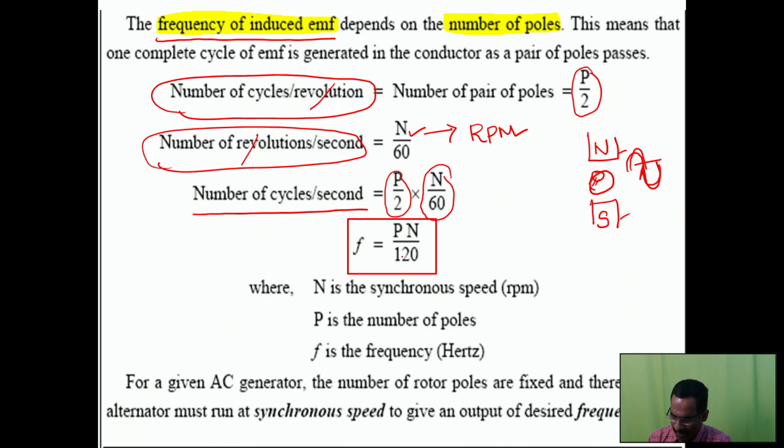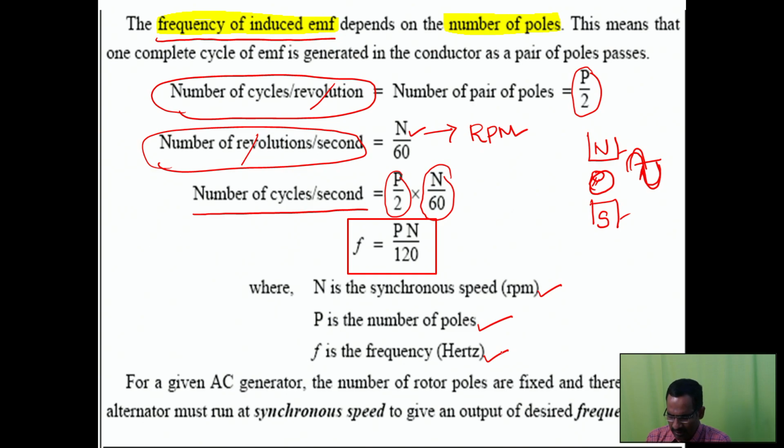So what is this P? P is nothing but the number of poles. Once we design the machine, we are unable to change the number of poles. So P is always constant. What are all the variable parameters in this expression? Synchronous speed and the frequency.